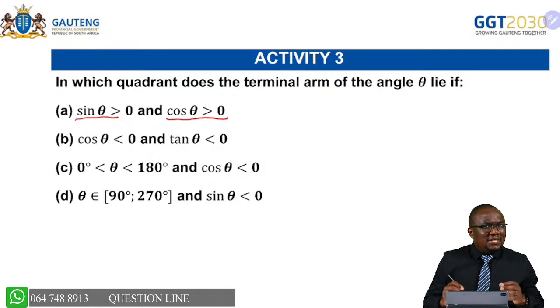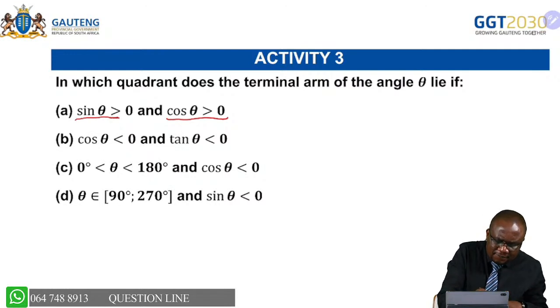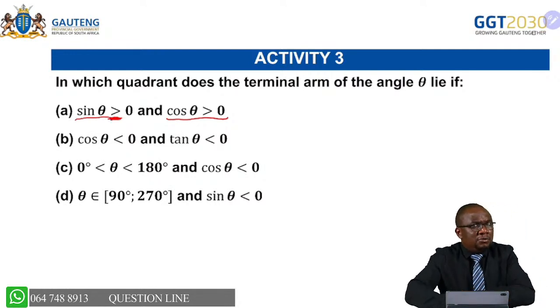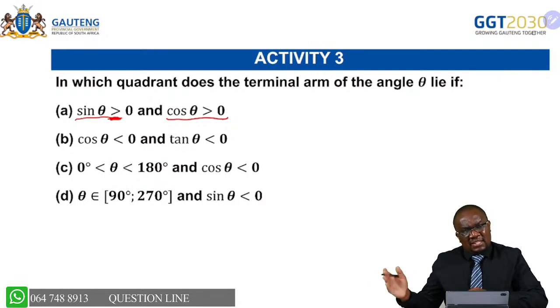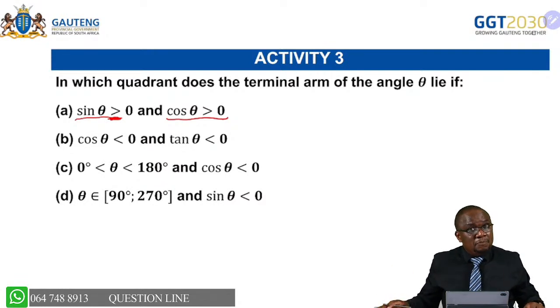Right. Greater than 0 means what? Before we go any further, what is the meaning of greater than 0? You know the number line, isn't it? When the number is greater than 0, what does that mean? It means positive, isn't it?